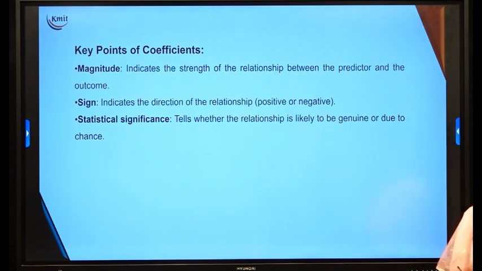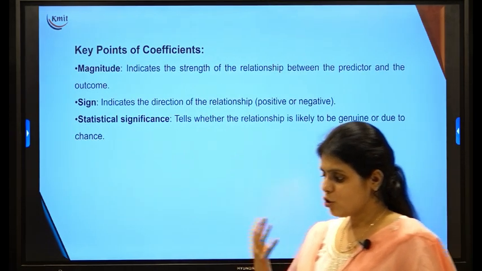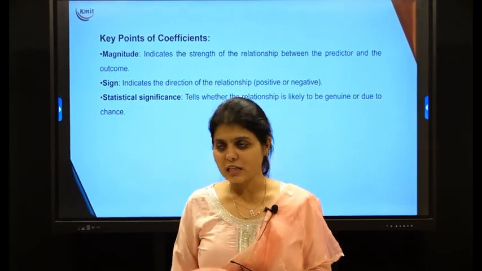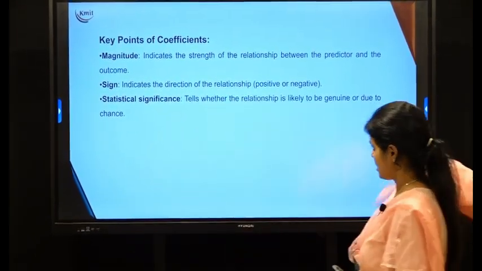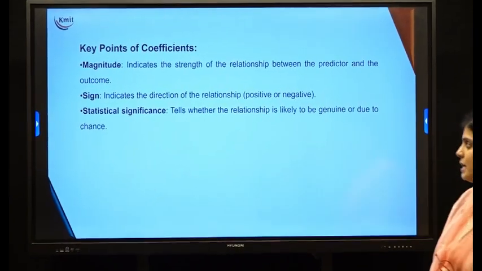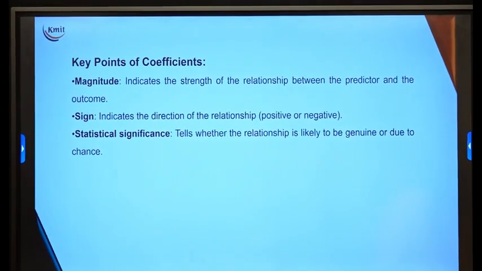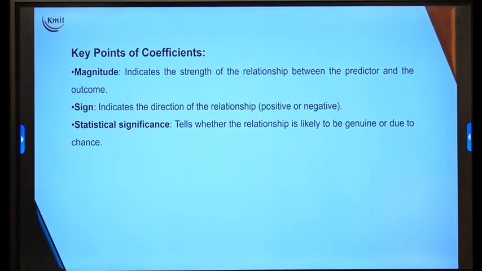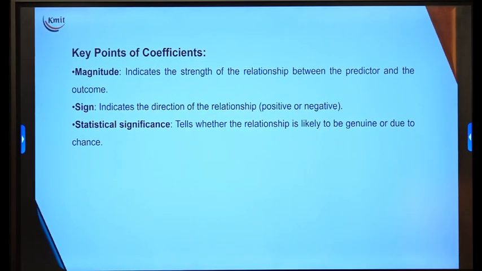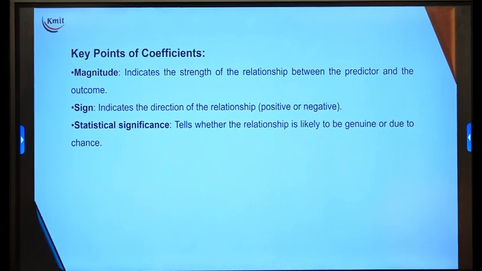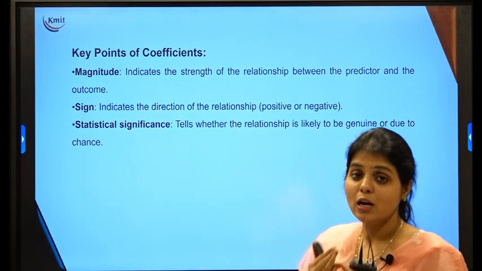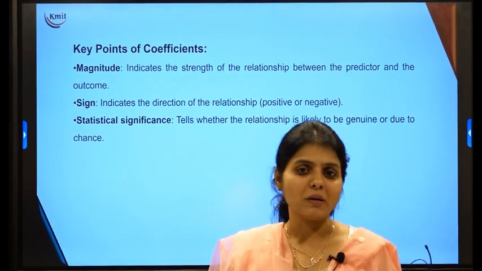Okay, now the main points when I talk about coefficients: how do we generate these coefficients, and what is the significance of a coefficient? There are three things. First is magnitude, then sign, and then the statistical significance. When I talk about magnitude, it indicates the strength of the relation between input and output, how well they are bonded together, how much dependency or no dependency.